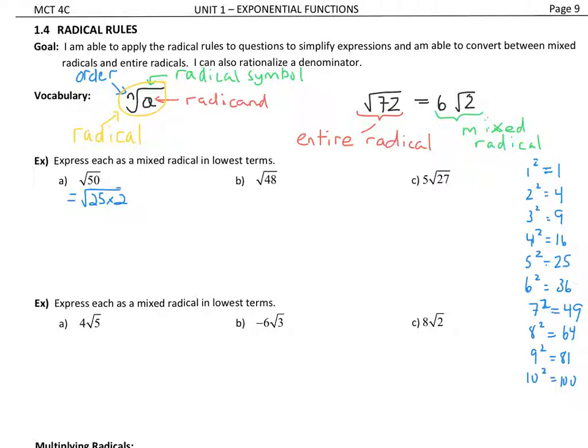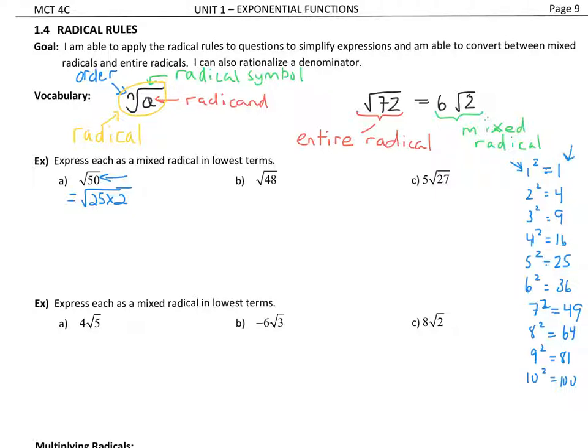So the goal is to write the number, the radicand, the number under the square root sign, as the product of a perfect square and another number. If I had a cube root instead, and I wanted to do it as a mixed radical, I'd be looking for a perfect cube that would divide the radicand. And if it was a fourth root, you would be looking for one of the numbers that, to the exponent of 4, ends up being in our list.